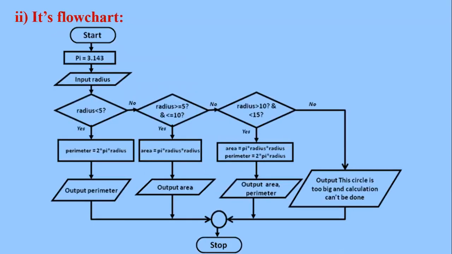The flowchart is just as I have explained. Start, then set pi to 3.143. Input radius. If radius is less than 5, meaning the condition is true, calculate perimeter by multiplying 2 times pi times radius and display the perimeter. Otherwise, if radius is not less than 5, check if radius is greater than or equals to 5, but it is less than or equals to 10.